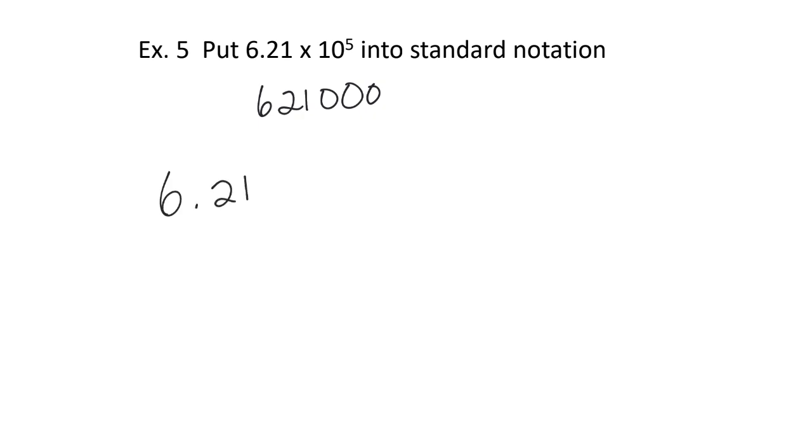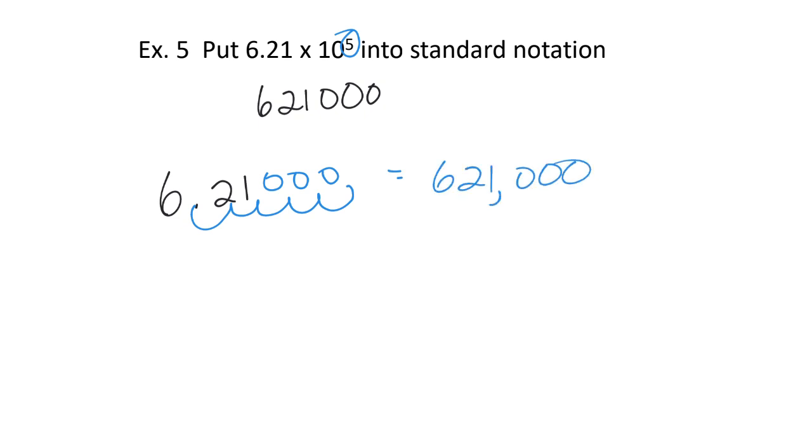We're just going to move spaces and then fill in the blank spaces with the zeros. We are going to move to the right. This number times 10 to the 5 is positive, so we have to move the decimal to the right, because remember, the number is going to be bigger than 1. So 1, 2, 3, 4, 5, 0, 0, 0, which is 621,000. Okay, and that's pretty much it.